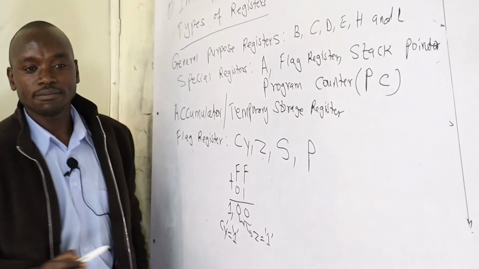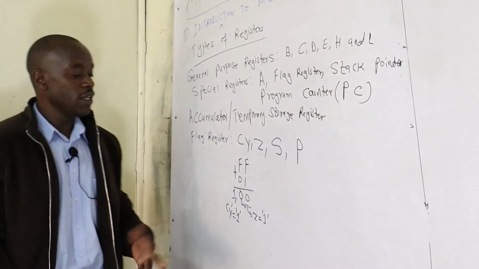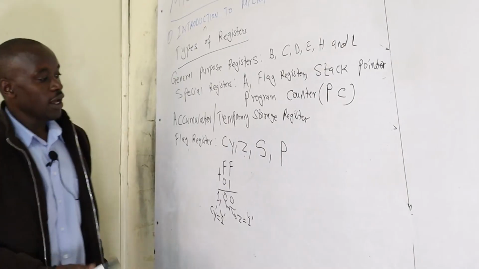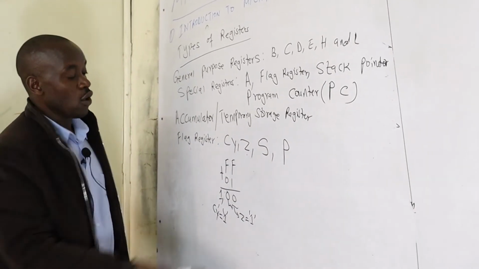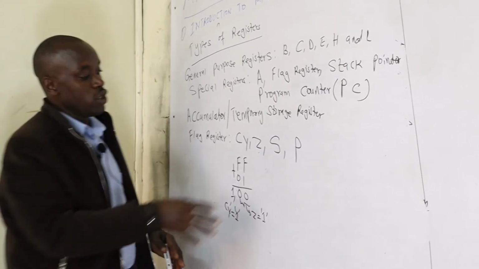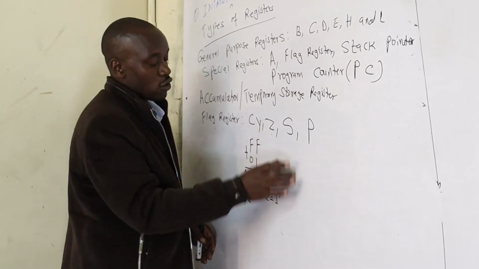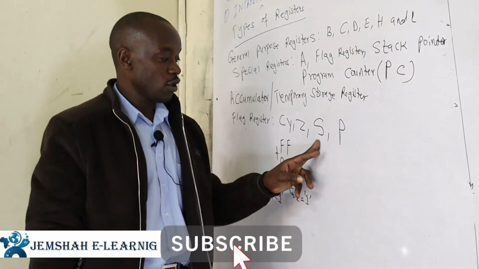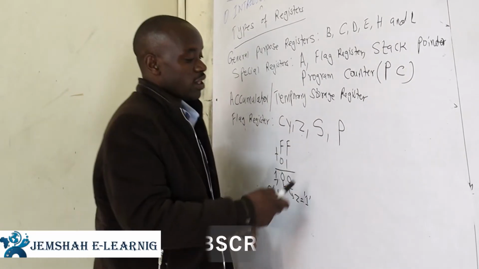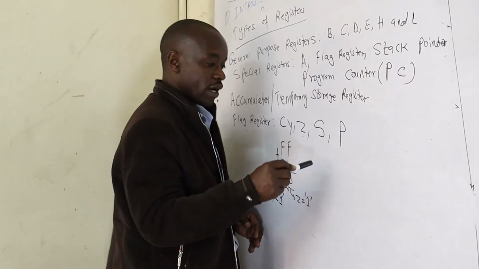The sign flag. The sign flag will be indicating whether the result is positive or negative. Remember, we are talking about when we do things like in digital electronics, we talk about what? Signed and unsigned numbers. So the sign flag will be indicating whether the result is positive or negative.